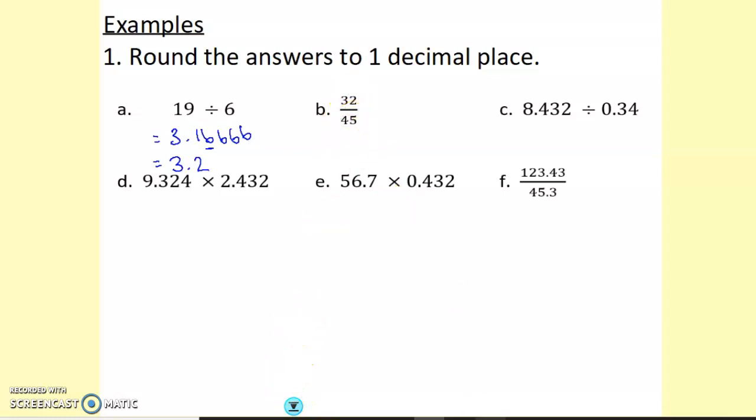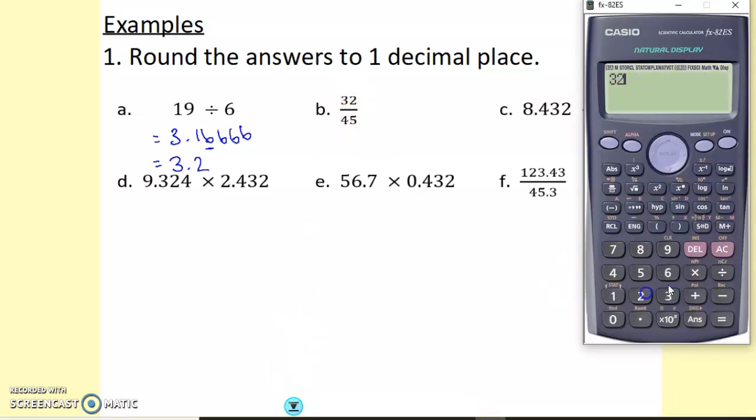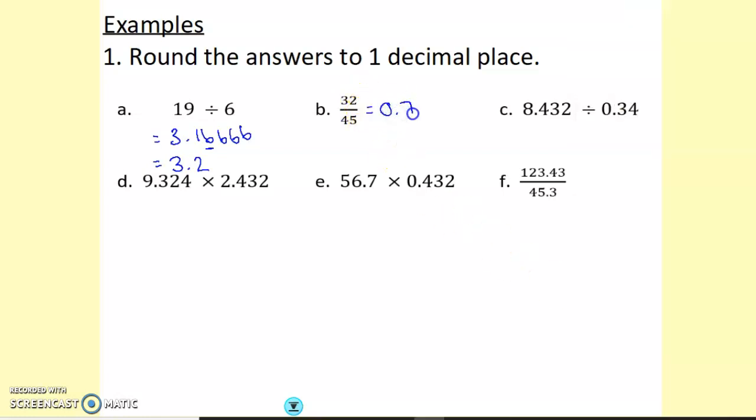B, we've got 32 over 45. Now a fraction like that just means divide, so we're doing 32 divided by 45, which is 0.711111. To 1 decimal place that would be 0.7. Second number here is a 1, so that just stays as a 7.